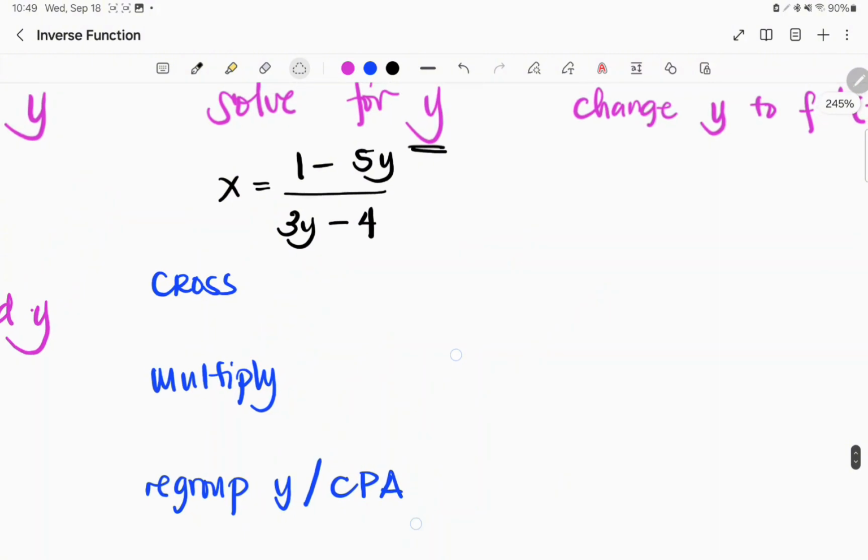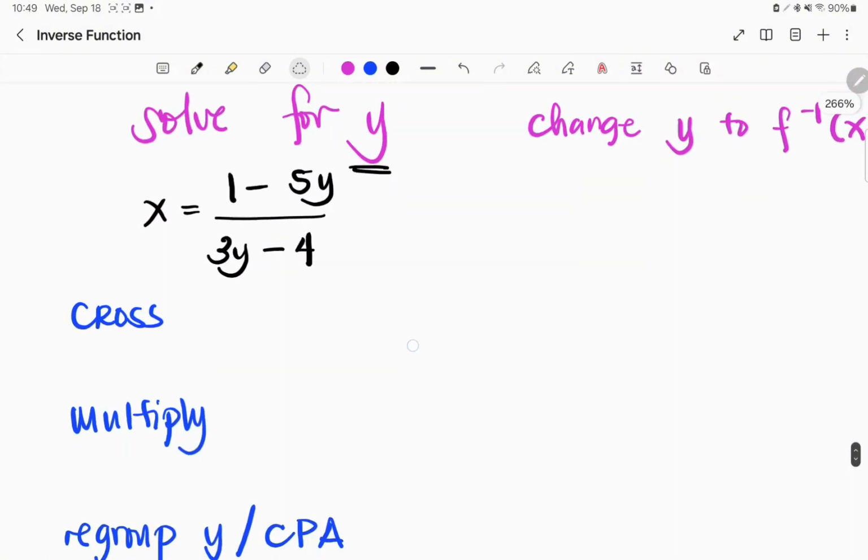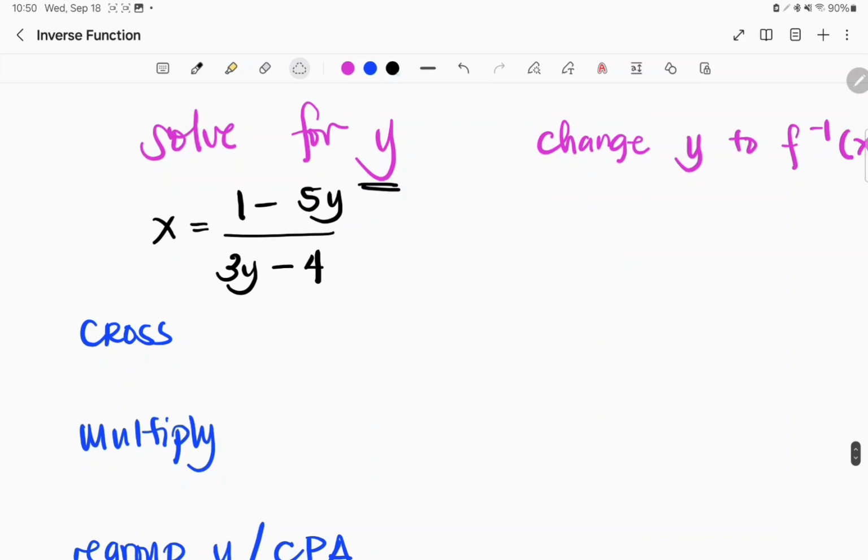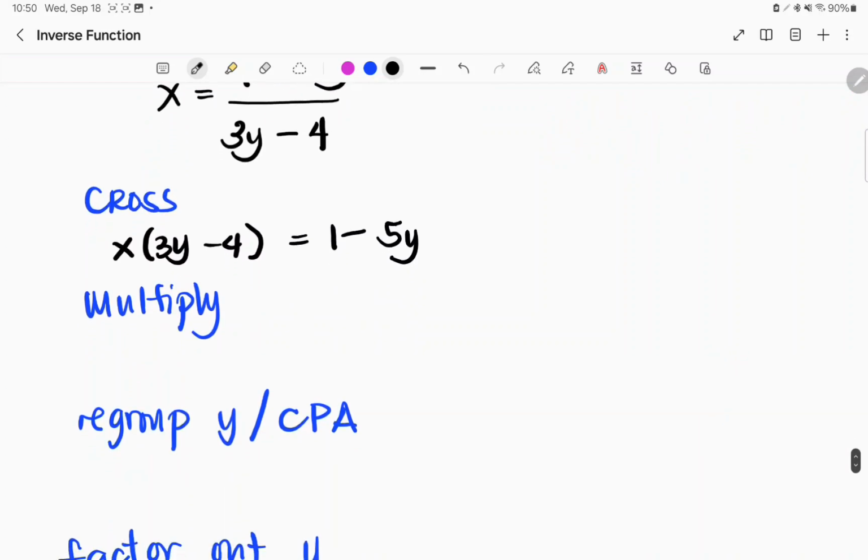As we solve for y, of course, we have here cross multiply. So let me just cross first. That is x times 3y minus 4 equal to the right side of the equation, that is 1 minus 5y. Then we multiply now the left side. x times 3y is 3xy, and x times negative 4 is negative 4x, equal to just the right side.